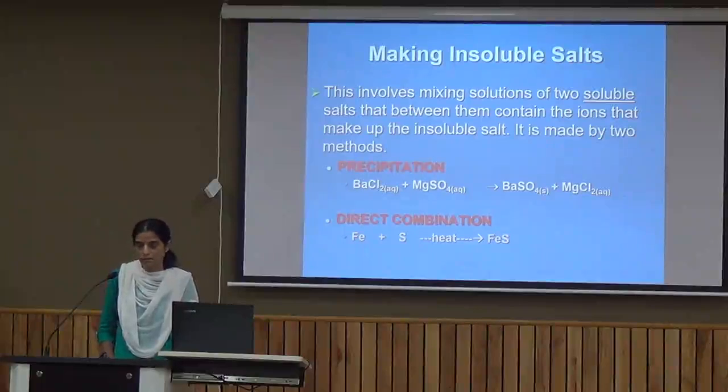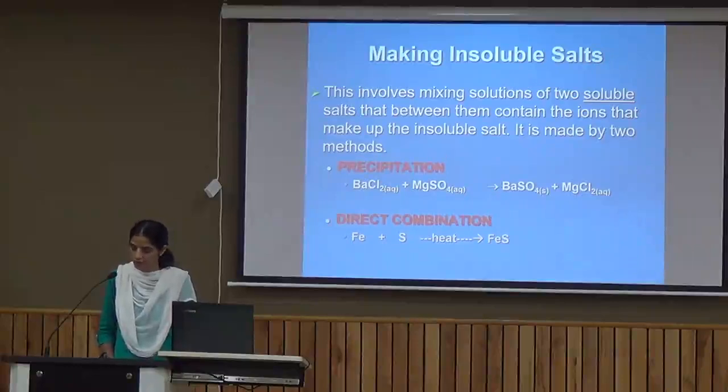Next is direct combination, where iron reacts with sulfur. Two elements react with each other, like metal iron reacting with non-metal sulfur to form iron sulfide, and iron sulfide here is an insoluble salt.